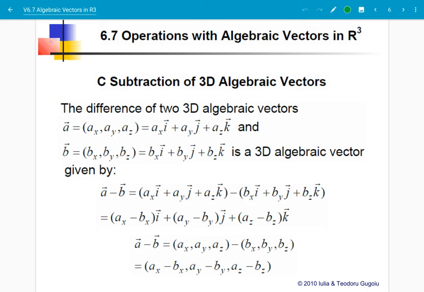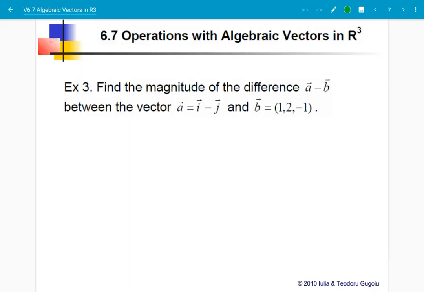Subtraction, same idea, but this time we're subtracting. Always a higher chance of error when there's negatives in subtracting. Be careful of your signs. We're doing A minus B. So it is i minus j minus i plus 2j minus 1k, or just k. Doing it in standard unit vector form, the i's cancel out. Negative 3j's plus k.